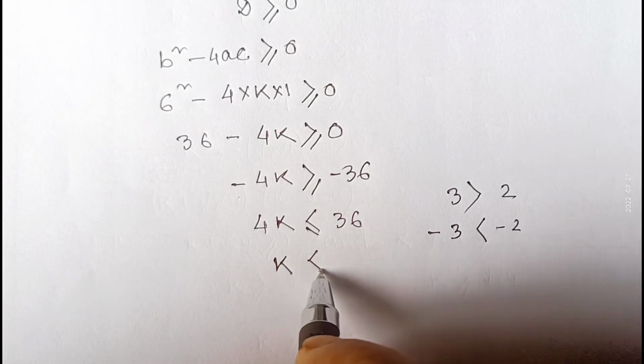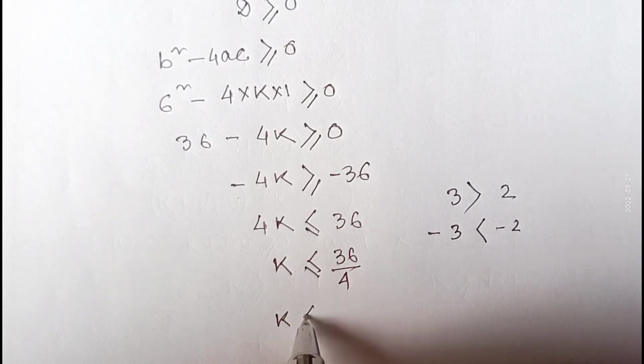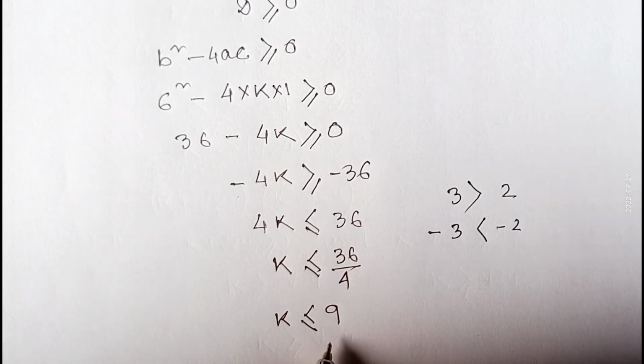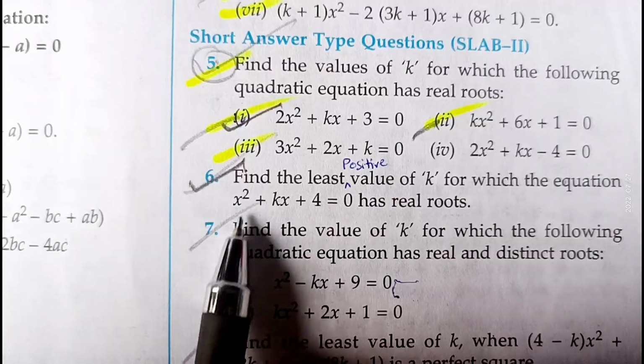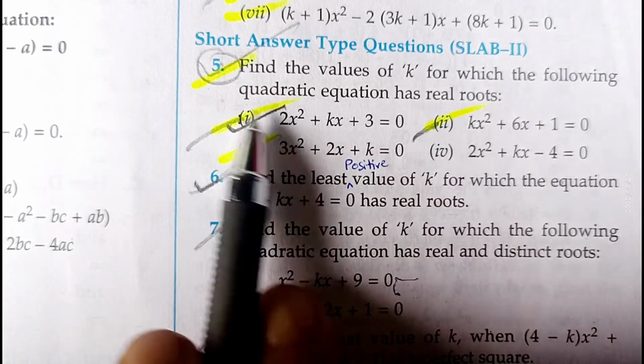So k is less than or equal to 36 divided by 4, so k is less than or equal to 9. Therefore k less than or equal to 9 is the required answer. Third part of question number 5, you can do it yourself. Let me show the fourth part from question number 5.